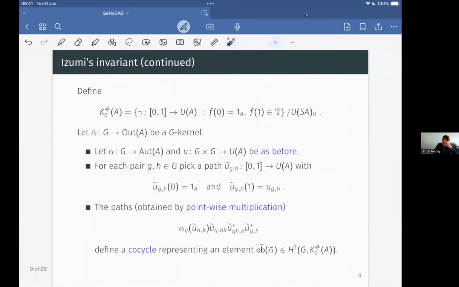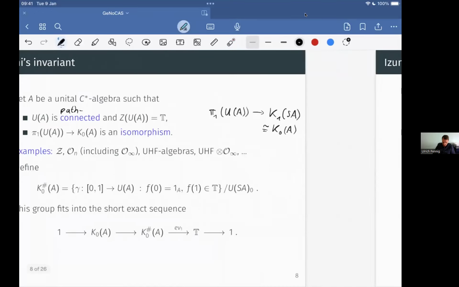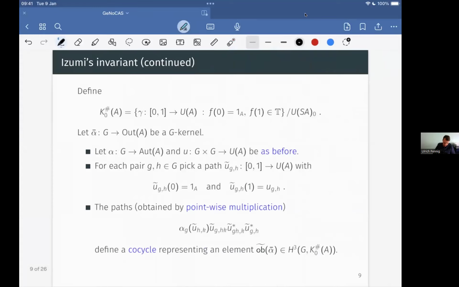One thing that I can do is start in the same way with a G-kernel and then lift this to an alpha and a U as before. Since I'm assuming that my unitary group is connected, and I should have written path connected here, but it doesn't really matter for U of A with a norm topology, I can pick a path from the identity to these elements U, G, H that I had before. And then using the same technique as before, I get a cocycle from this.